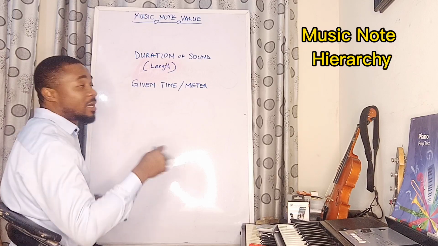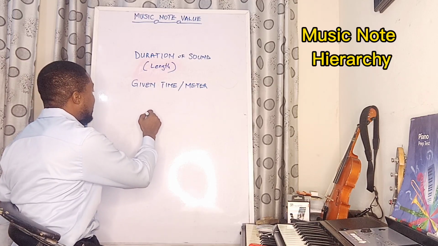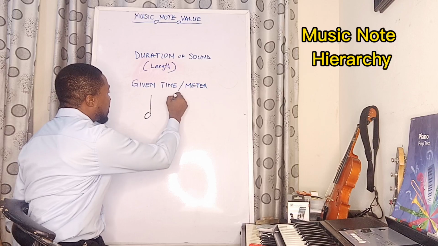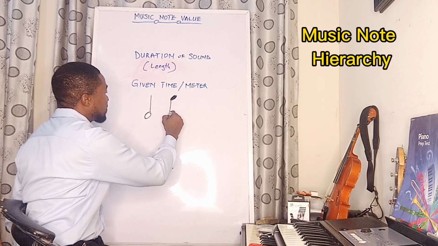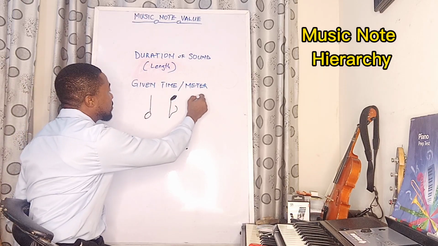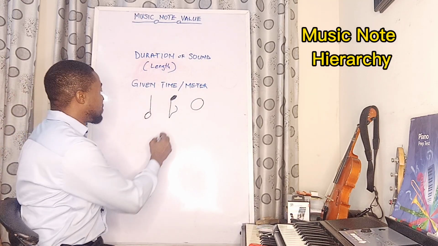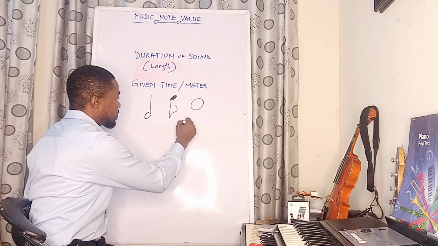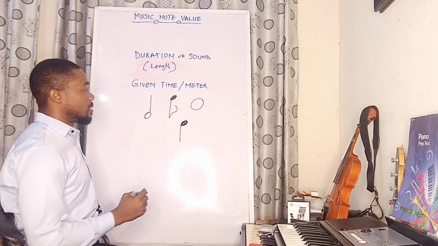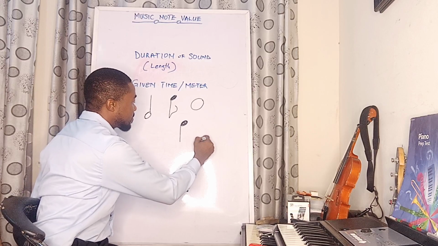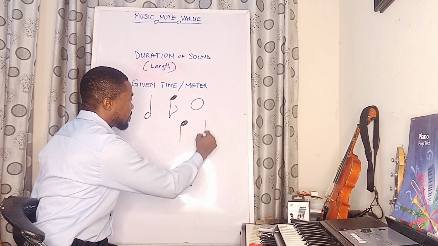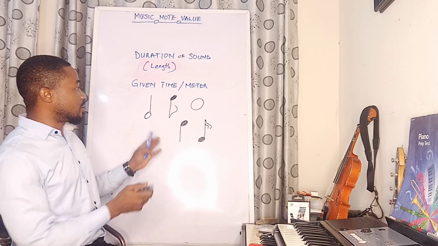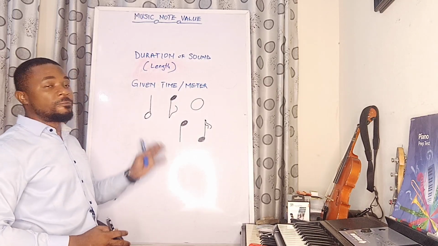So let me draw random music notes here. We have a music note that looks like this. Then we have another music note that looks like this. We have another music note that looks like this. Then there is another music note that looks like this. There are many more others, but let me just stick to these few music notes.